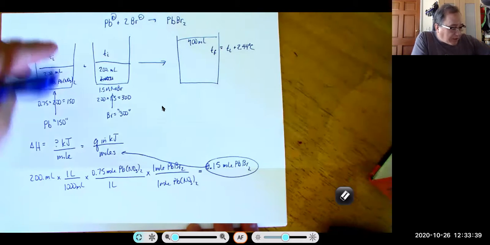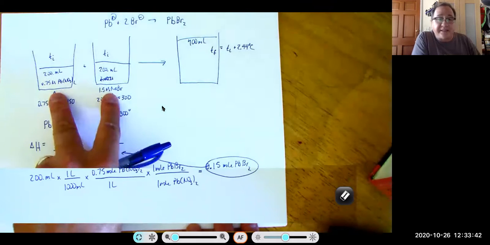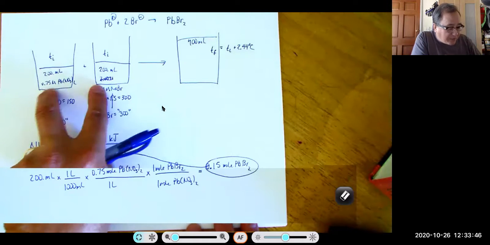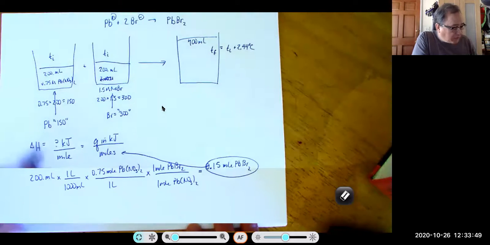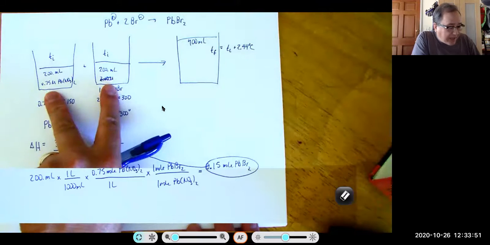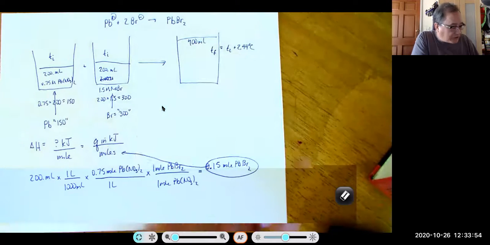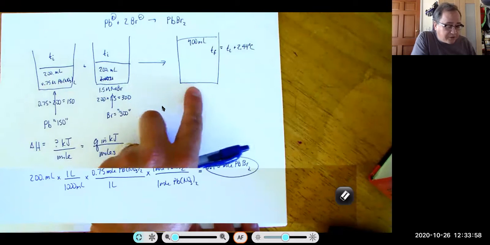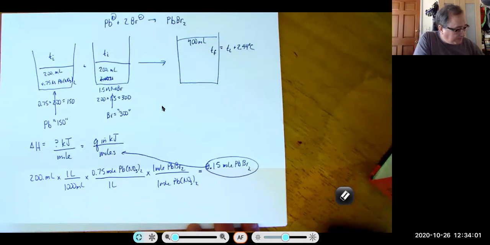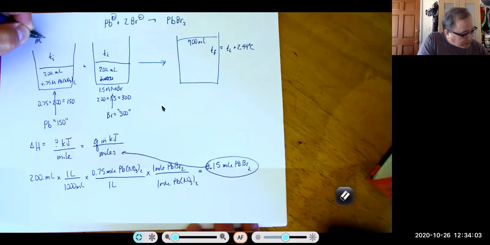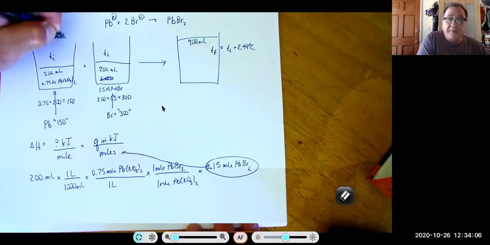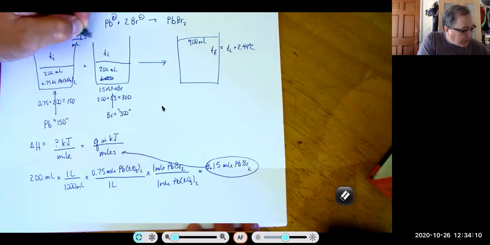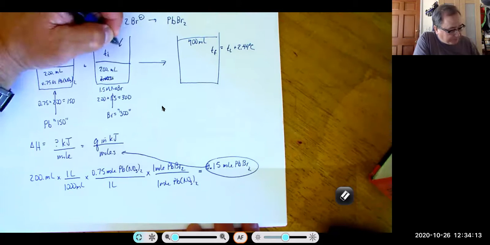Since these both start at the same temp, and since their specific heat capacity is the same and their densities are the same, I can work this as one problem where we start with 400 mils at one temp and end up with 400 mils at 2.44 degrees Celsius higher. The mass of this is going to be 200 mils times 1 gram per milliliter, which is 200 grams. And the same goes for this one.